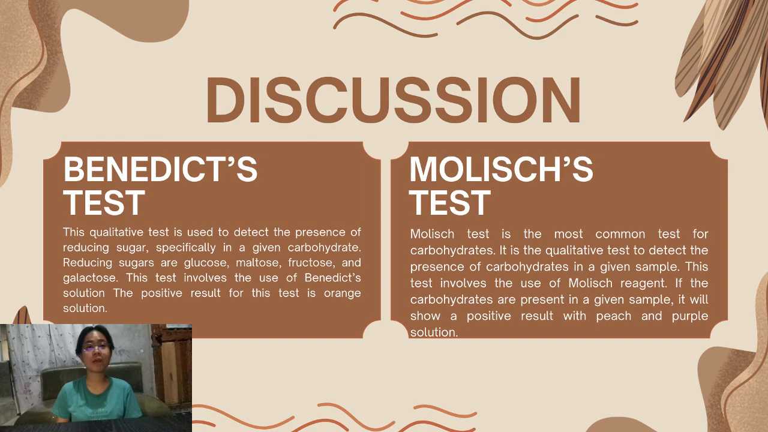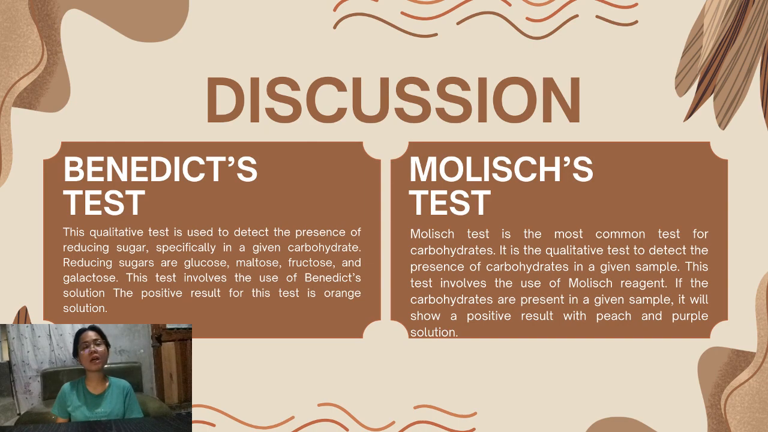First, Benedict's test. This test is used to detect the presence of reducing sugars. But first, what are reducing sugars? Reducing sugars are all carbohydrates that contain either a ketone group or an aldehyde group.